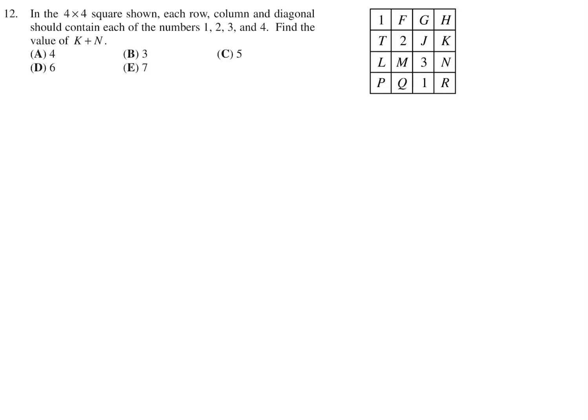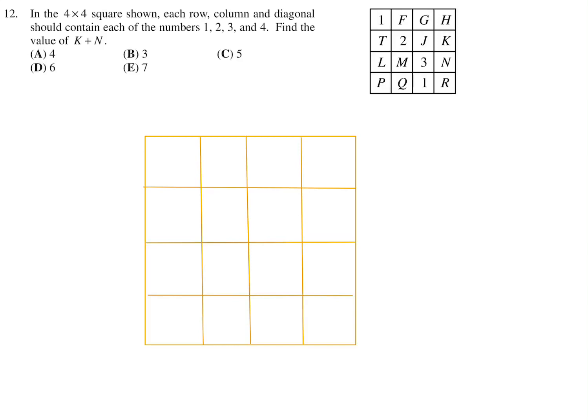In the 4x4 square shown, each row, column, and diagonal should contain each of the numbers 1, 2, 3, and 4. Find the value of k plus n. So let's draw this out without the letters. And first let's fill in what they give us. They give us 1, 2, 3, and 1 over here. And I think those are the only numbers, right?